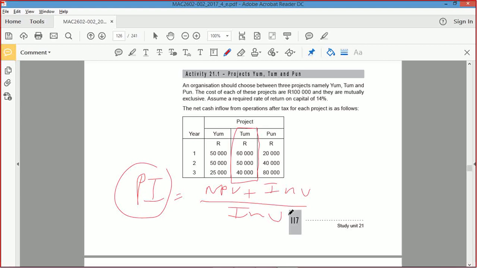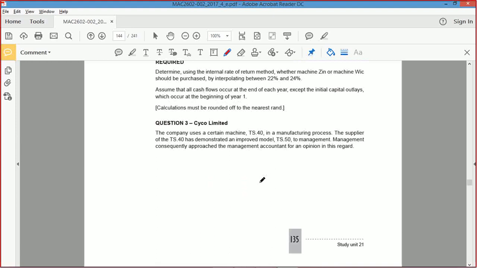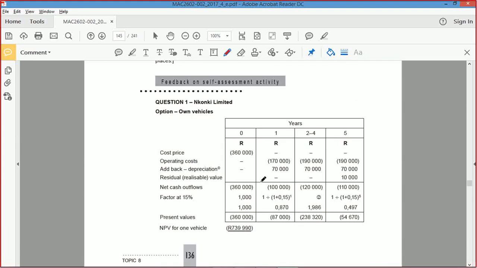Just look for it. So 18103.8160 plus the investment. The investment was 100,000, divided by the investment, which was 100,000, which equals 1.18103.816. Let's check. Where are the answers?